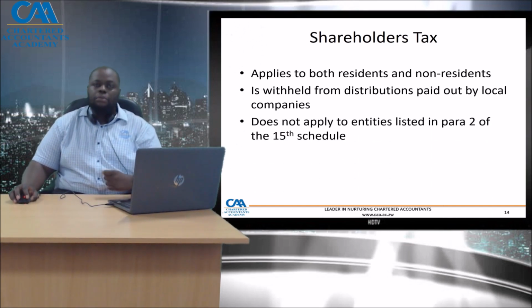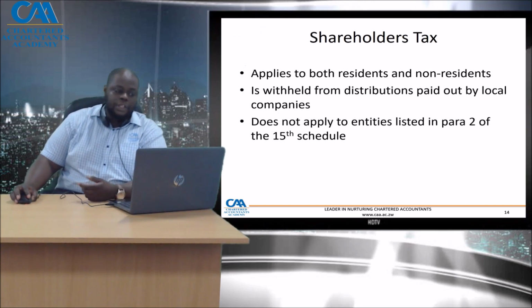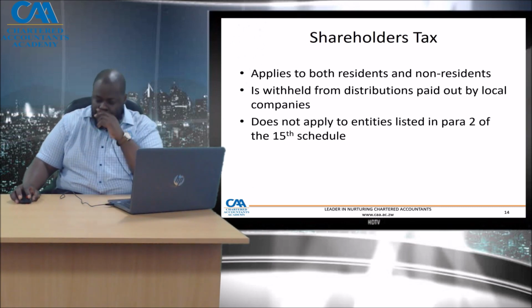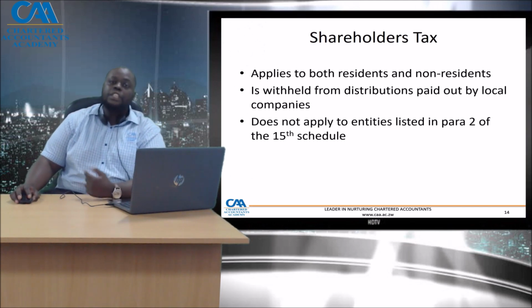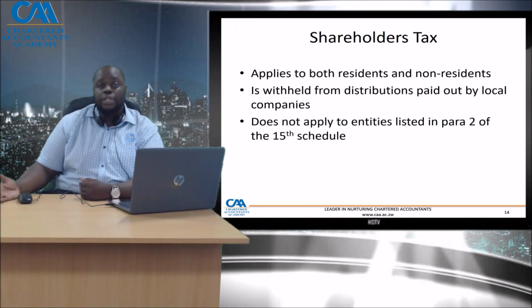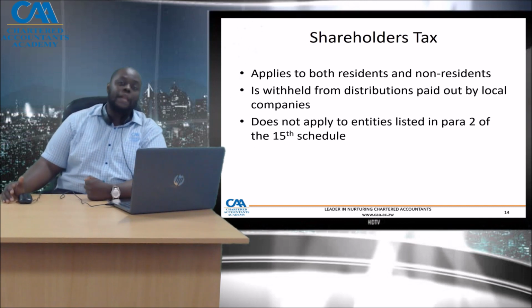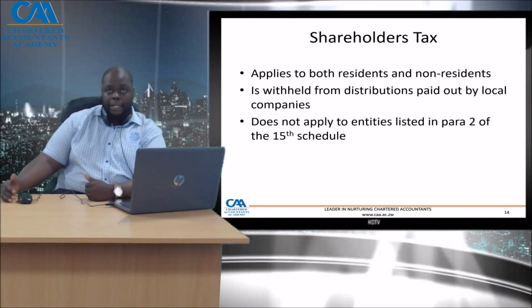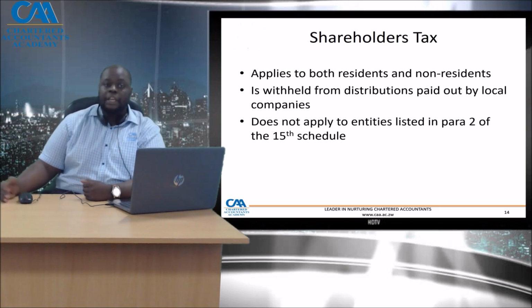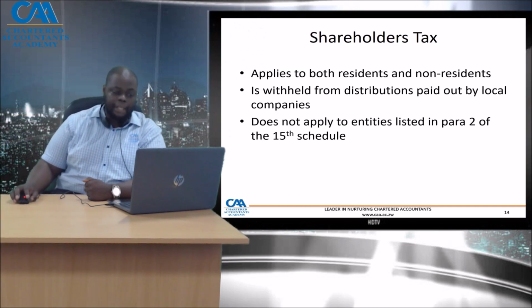Now, what kind of entities need to withhold? These entities are listed under paragraph 2 of your 15th schedule. You will need to read that to understand where our shareholders tax does not apply. For instance, we're looking at statutory entities. When these statutory entities like your ZESAs or NASAs make distributions to their shareholders, there is no withholding tax made there. And it also does not apply when a local company pays a dividend to another local company. There is no withholding tax applicable there.